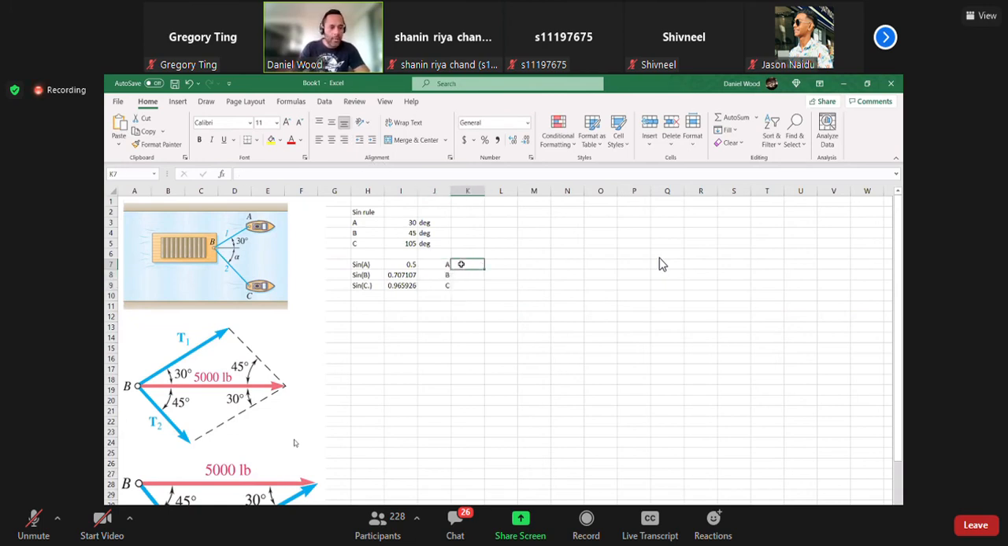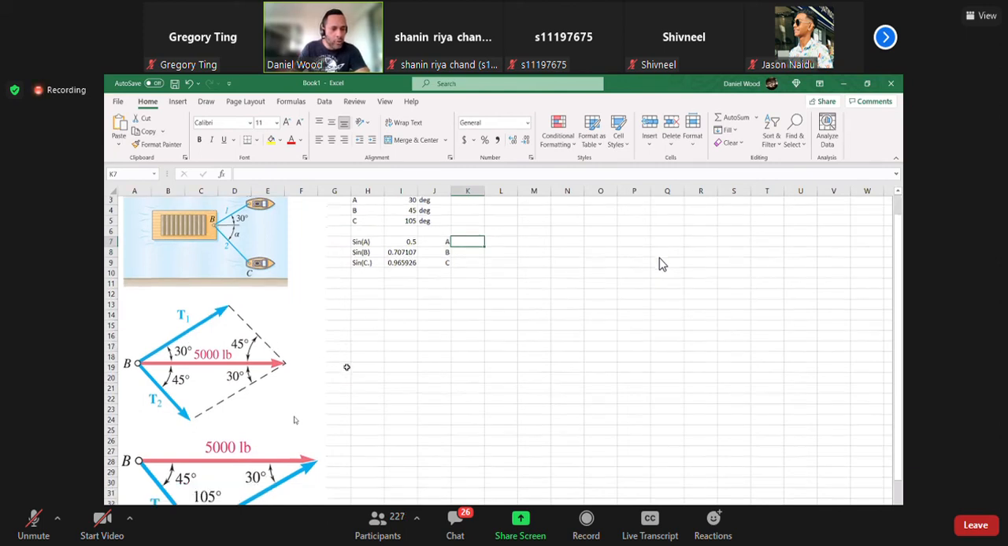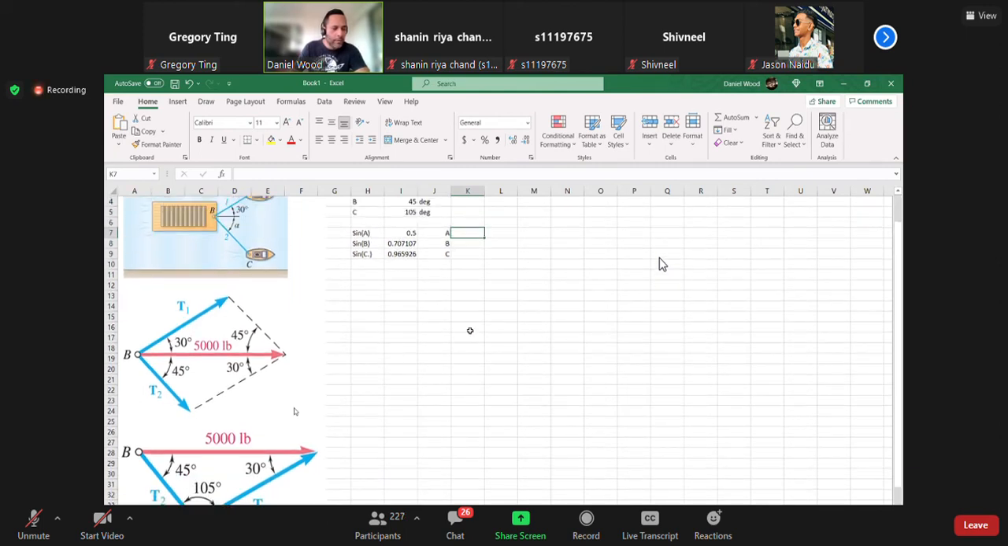So the length opposite 30 degrees is, what do I have? I've got T2. Well, I know what the one opposite 105 is, right? The one opposite 105 is 5,000 pounds. And I don't know what these two are, but I can work them out.